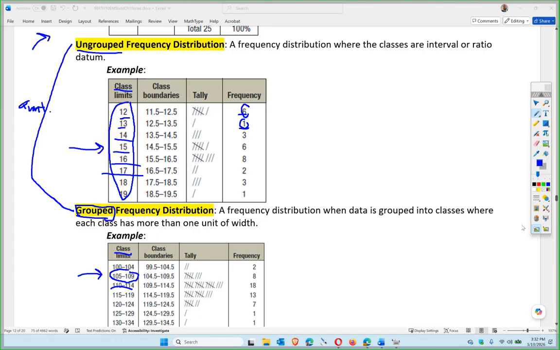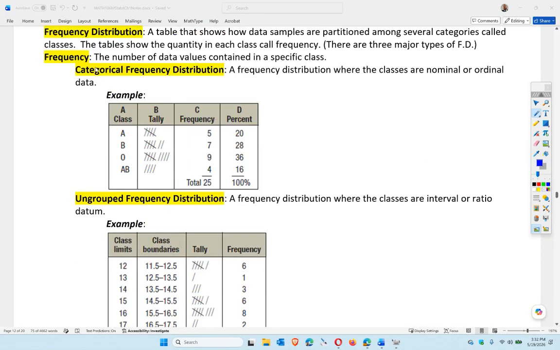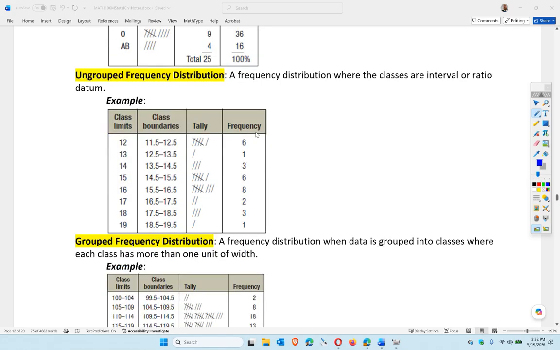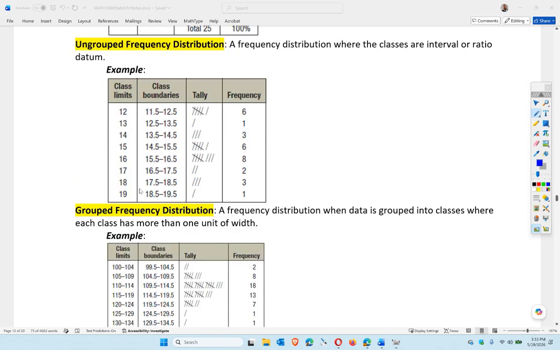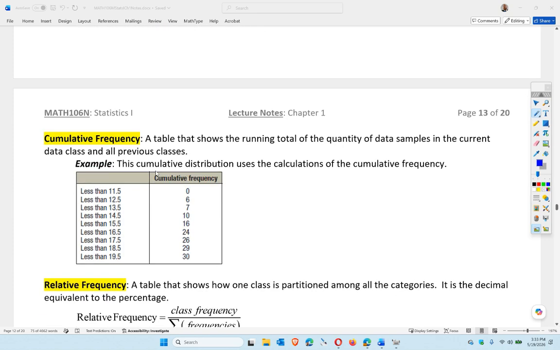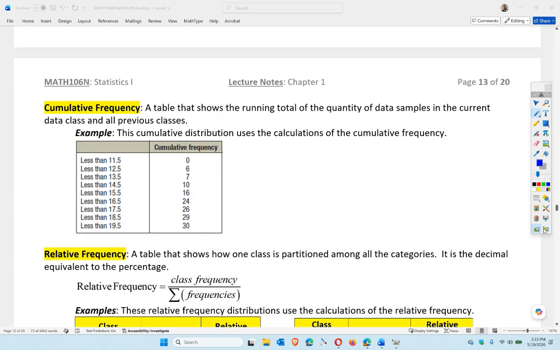Okay, so long story short, frequency is the individual calculation. Frequency distribution is the whole table, right? We're not going to be making the categorical ones. We're only going to be making the quantitative ones, either ungrouped or grouped. We're going to make one of each, basically. And each of those has a subtype, and there are 3 subtypes.